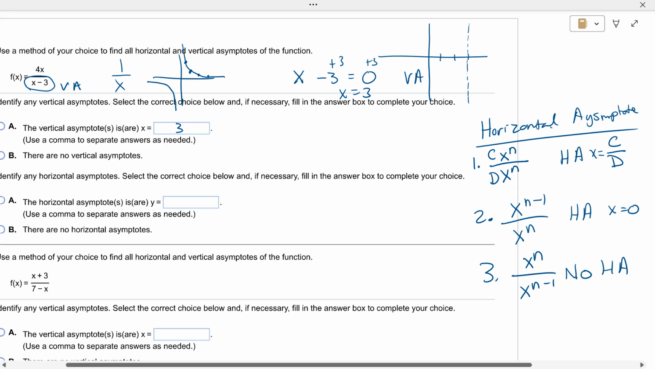Now, in this problem right here, what's the highest power in the numerator? x to the what power? First. What's the highest power in the denominator? x to the first. So if they're both x to the first, we take the coefficients of both. 4 over 1. What's 4 divided by 1?